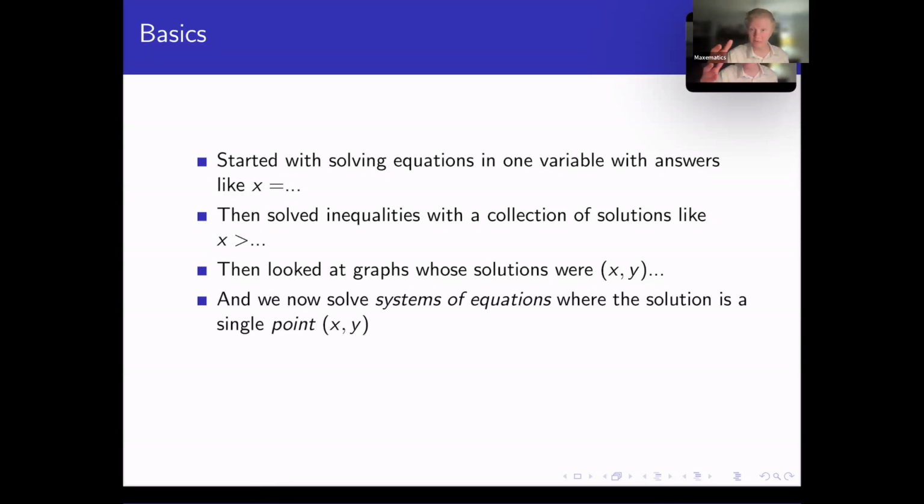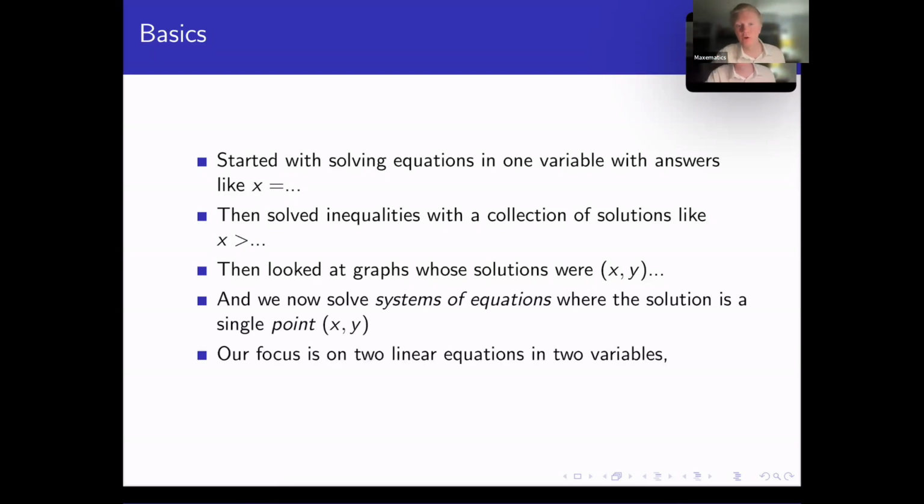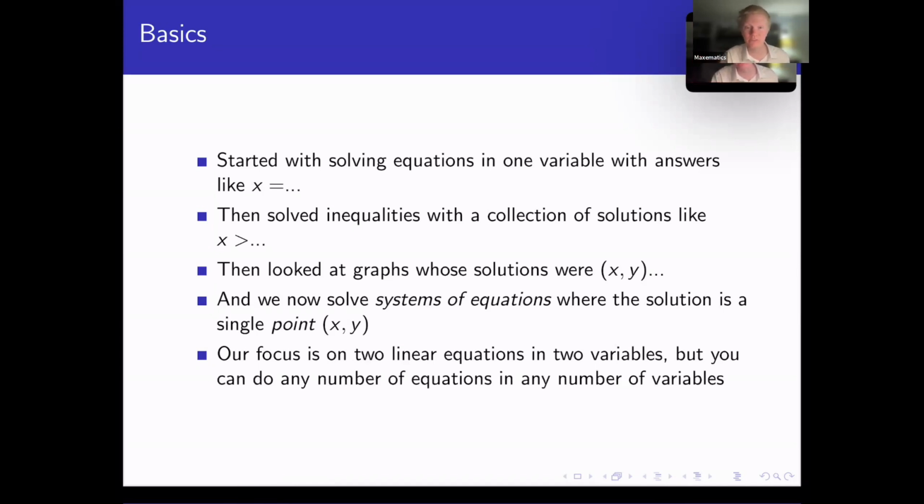So graphs are collections of solutions. But what we're going to do now is look for a single point that satisfies two separate equations. So our focus in this section is two linear equations and two variables. However, you can get really, really funky with this type of stuff. You could do three linear equations and two variables. You could do 3 and 3. You could do 2 and 3. You don't necessarily have to do linear equations, but for the purpose of what we're talking about in algebra, the scope of this course, it's fine for us to do two linear equations in two variables.